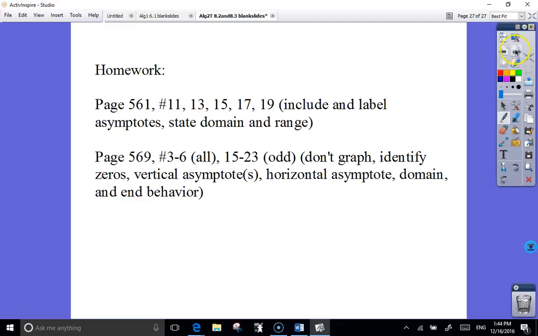And that's that. And that's the homework. On the first page, which is the inverse variations, include and label the asymptotes, state the domain and the range. On the second page, these are all problems that say graph, but you don't have to graph. Just do what we did in class for all those problems.